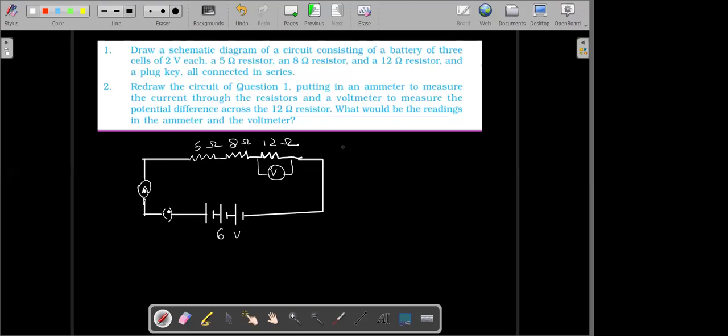So you have equivalent resistance R equivalent as 25. The current I will be 6 over 25. So it's 0.24 ampere. What is the potential difference across the 12 ohm resistor? Voltmeter reading.